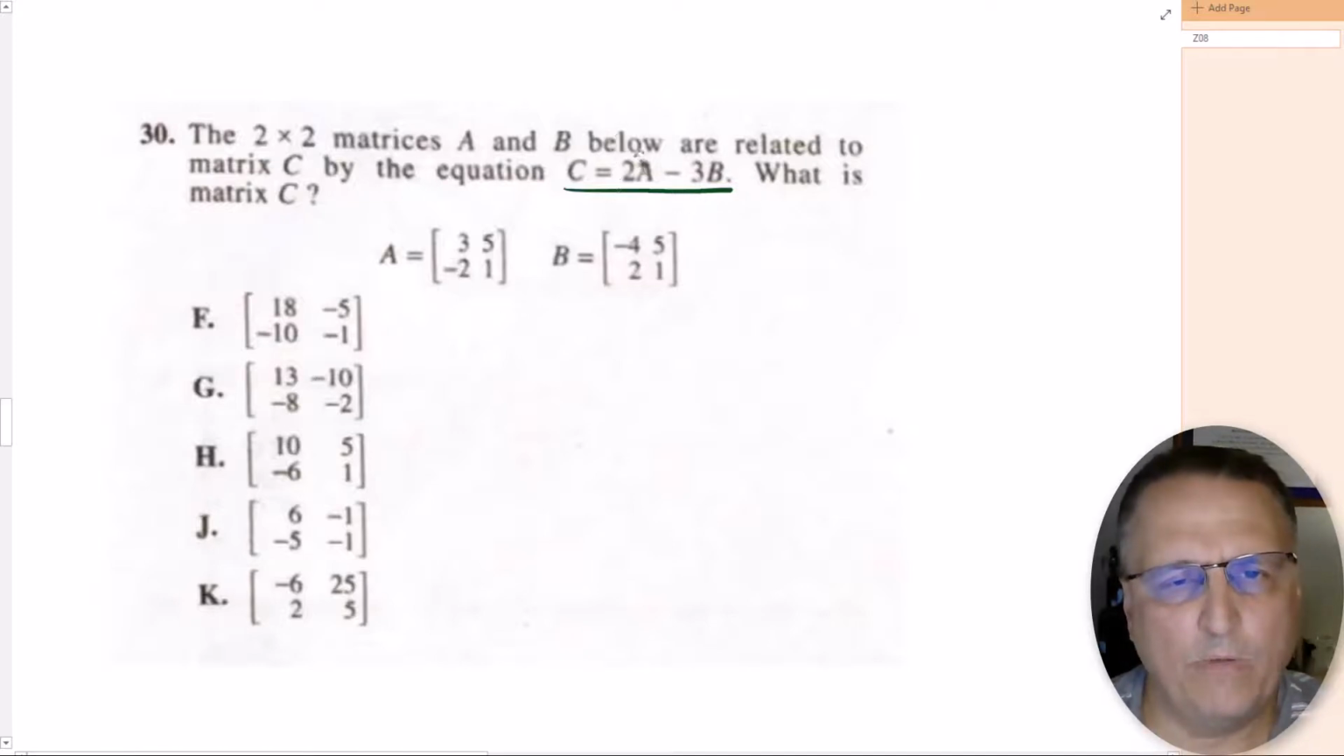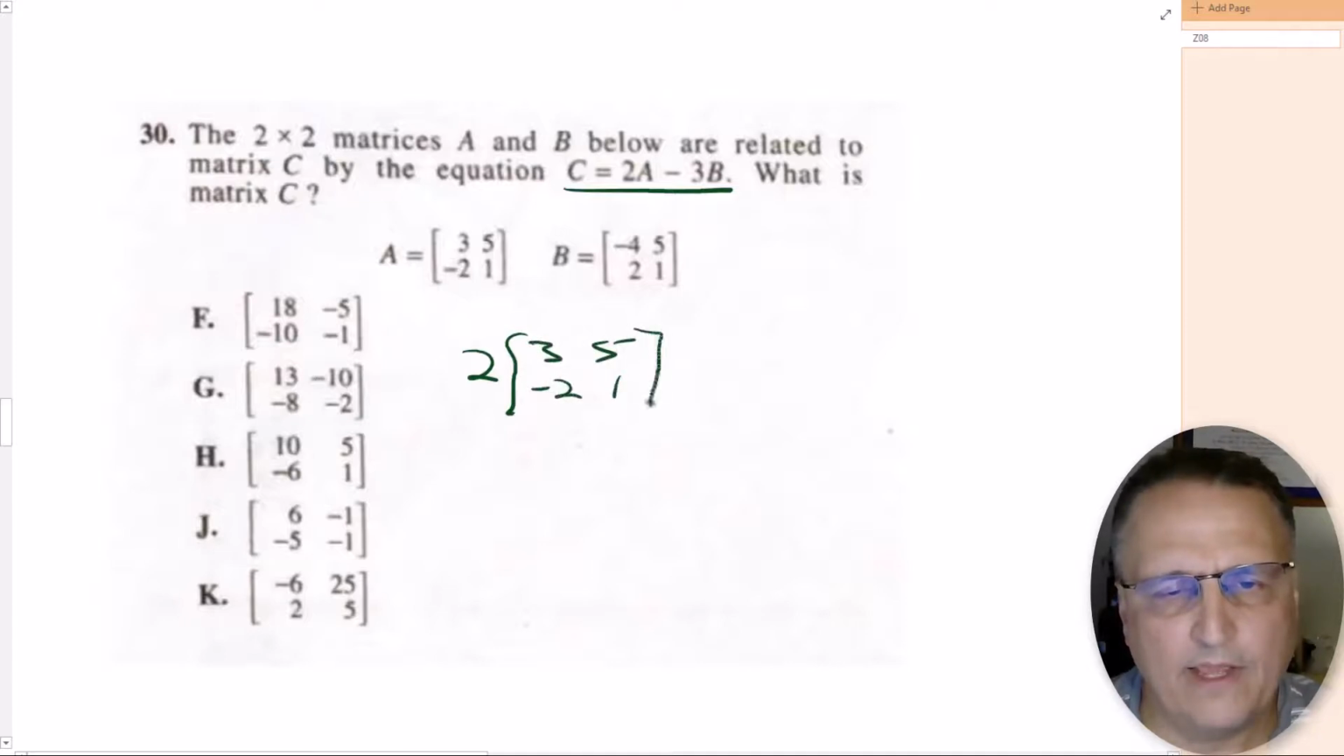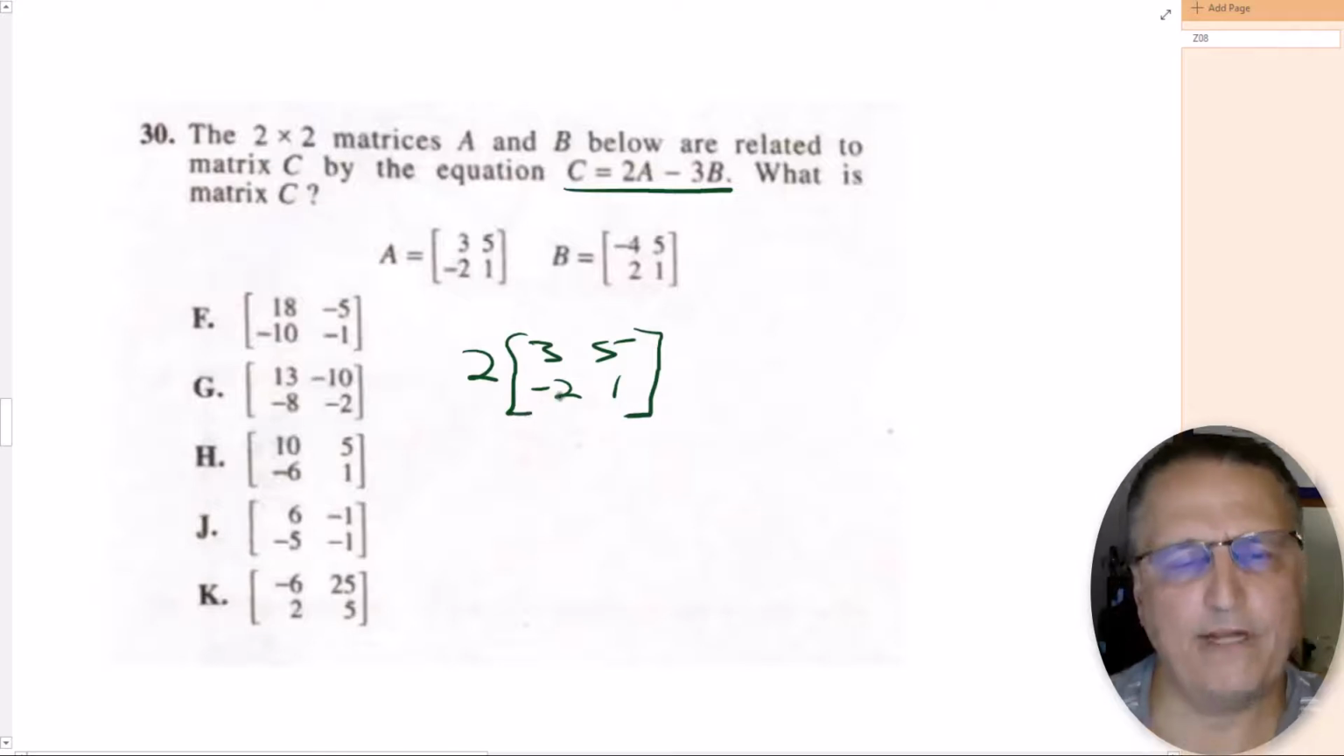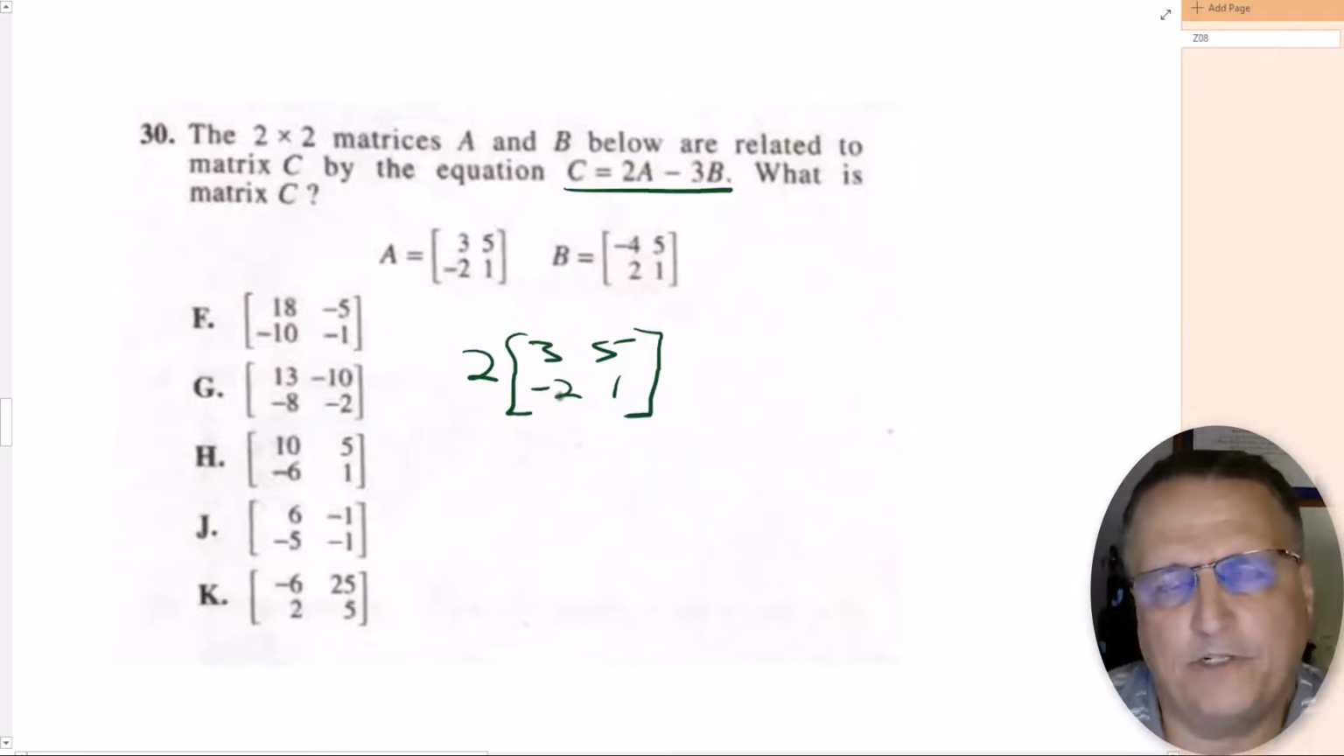Now, what does it mean to multiply a matrix by a number? Well, that would mean that I'm going to take 2 times this entire matrix A. It would look like this. And even if you didn't know anything about matrices, you might assume that what you would do is to take this 2 multiplication and distribute it to each of those 4 items or elements inside the brackets.